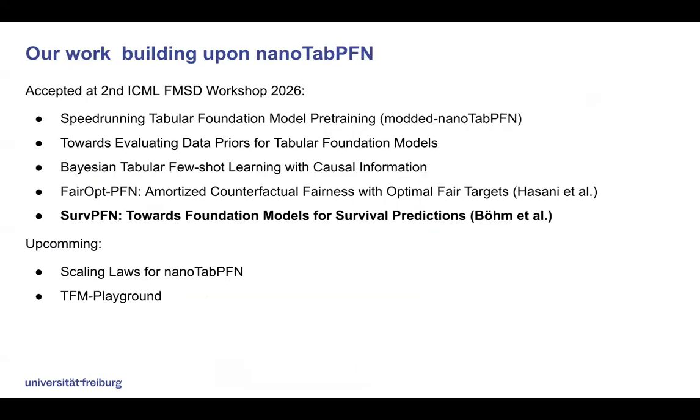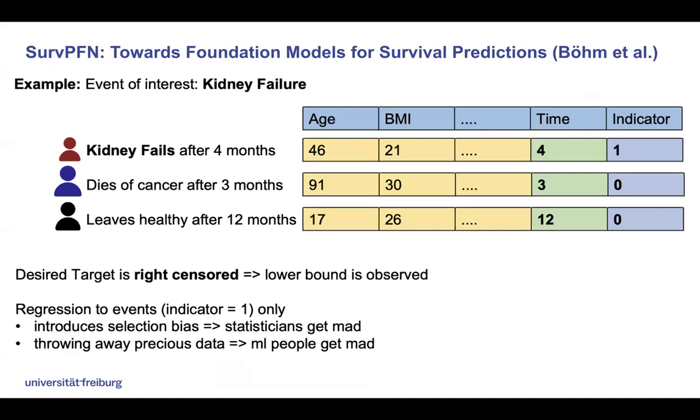Now, the last of the works from our lab that has already been accepted is SurfPFN, which is about survival predictions. Here, the idea is that there's a kind of event that's of interest for us. For example, kidney failure. In our table, we have a time for whether this event has happened or not, and we have an indicator, which is like a Boolean value for did this event happen at that certain point in time.